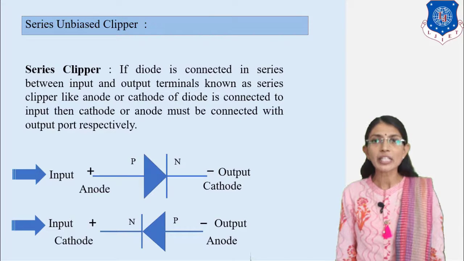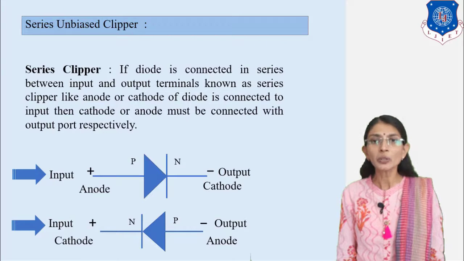This is the series clipper fundamentals. According to these two main diagrams, I have taken only one PN junction diode and I have shown the two different connections for the forward biasing and reverse biasing rule. As per the rule, series clipper means the diode is connected in series with the input signal. That means it is known as series clipper. It can be used to remove the positive half of the cycle or negative half of the input cycle.